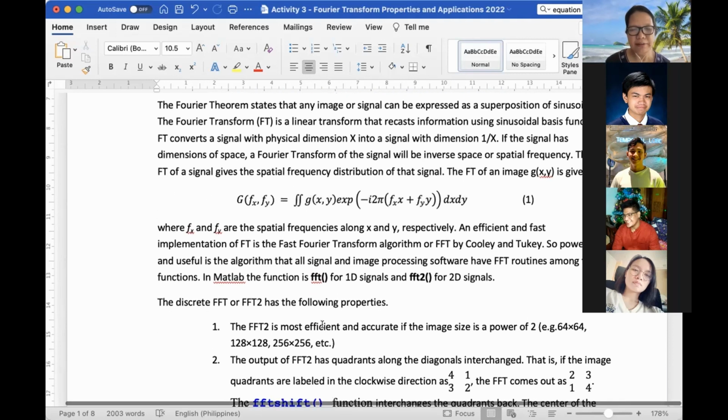and an efficient and fast implementation of FT is the fast Fourier transform algorithm, or FFT, by Cooley and Tukey. So powerful and useful is the algorithm that all signal and image processing software, even Excel, have FFT routines among their functions. In MATLAB, the function call is fft for 1D signals and fft2 for 2D signals. And it also has fftn for N-D signals.